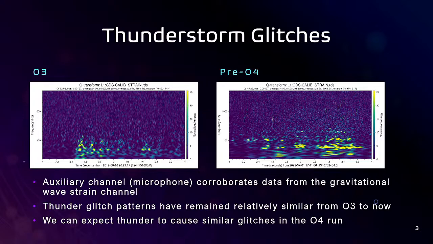Now the goal of this project was just to determine whether or not thunder was creating the same types and shapes of glitches in O3 when it was first looked into and pre-O4. So what I found was that it is very, very similar. So going into the O4 observing run, we can expect thunder to continue causing the same types of glitches, which is going to make it much easier for researchers to, again, be able to splice that out of the gravitational wave data.